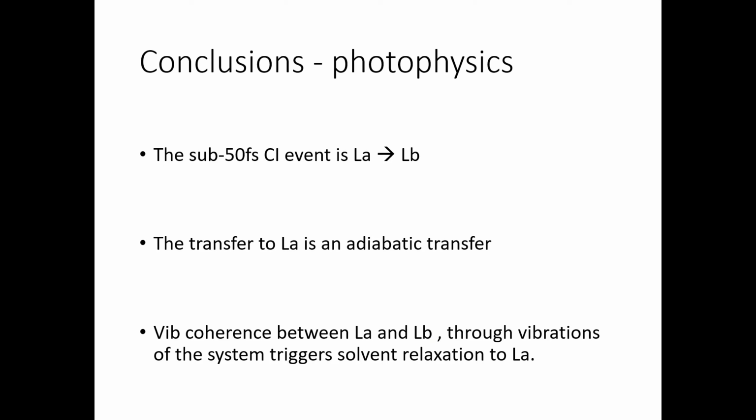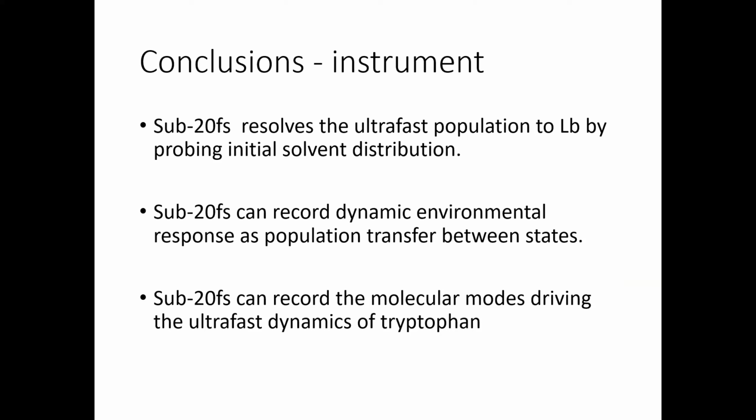A sub 50 femtosecond CI event is LA to LB. The transfer to LA is an adiabatic transfer. It's the transfer that happens along time, along the molecular dynamics, that does not involve any conical intersection, but it's just an adiabatic transfer. And we have a vibronic coherence between LA and LB, through which the solvent response is triggered. And these are the conclusions from the instrument, that because we had access to this very high temporal resolution, sub 20 femtosecond transient spectral recording instrument, we were really able to resolve these finely nuanced details in the photophysics of the system.